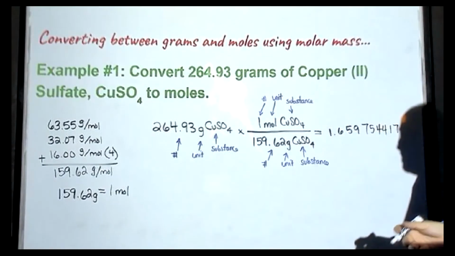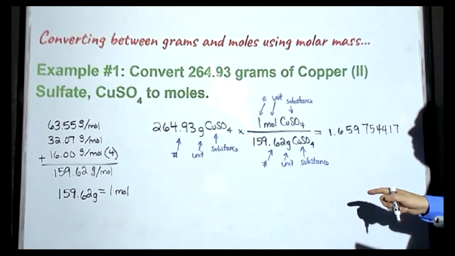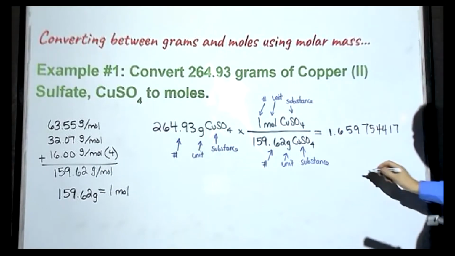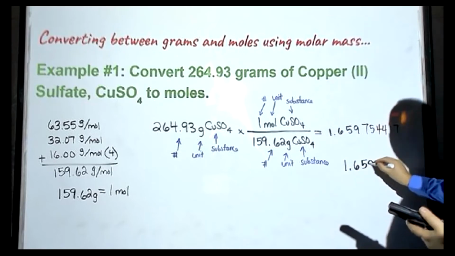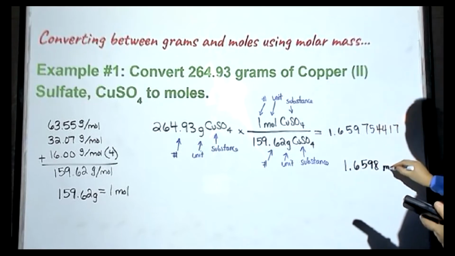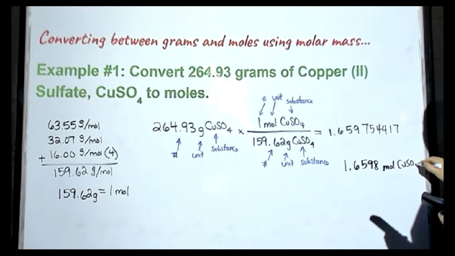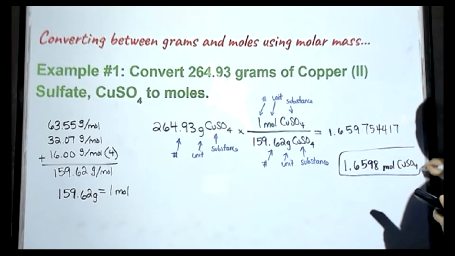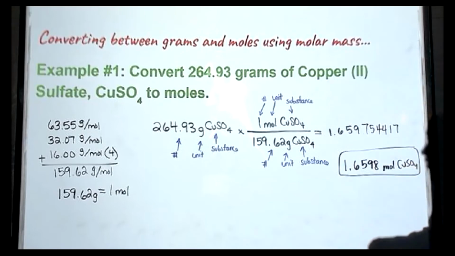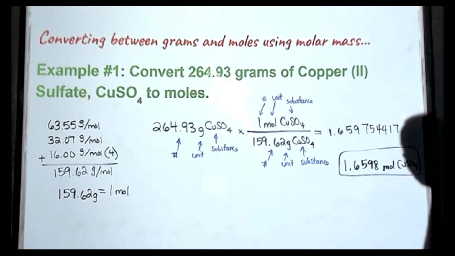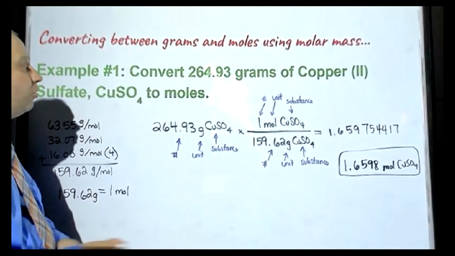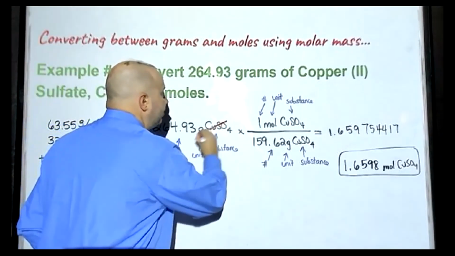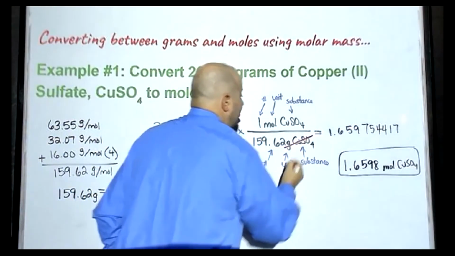Now, we obviously cannot keep all of these digits, so we're limited to 5 significant figures, so our final answer will be 1.6598 moles of copper sulfate. And it's a good idea to put a box around your answer, or I've been noticing students highlight their answer in yellow, which is excellent. I also want you to notice how the units cross out. So grams of copper sulfate cross out with grams of copper sulfate.